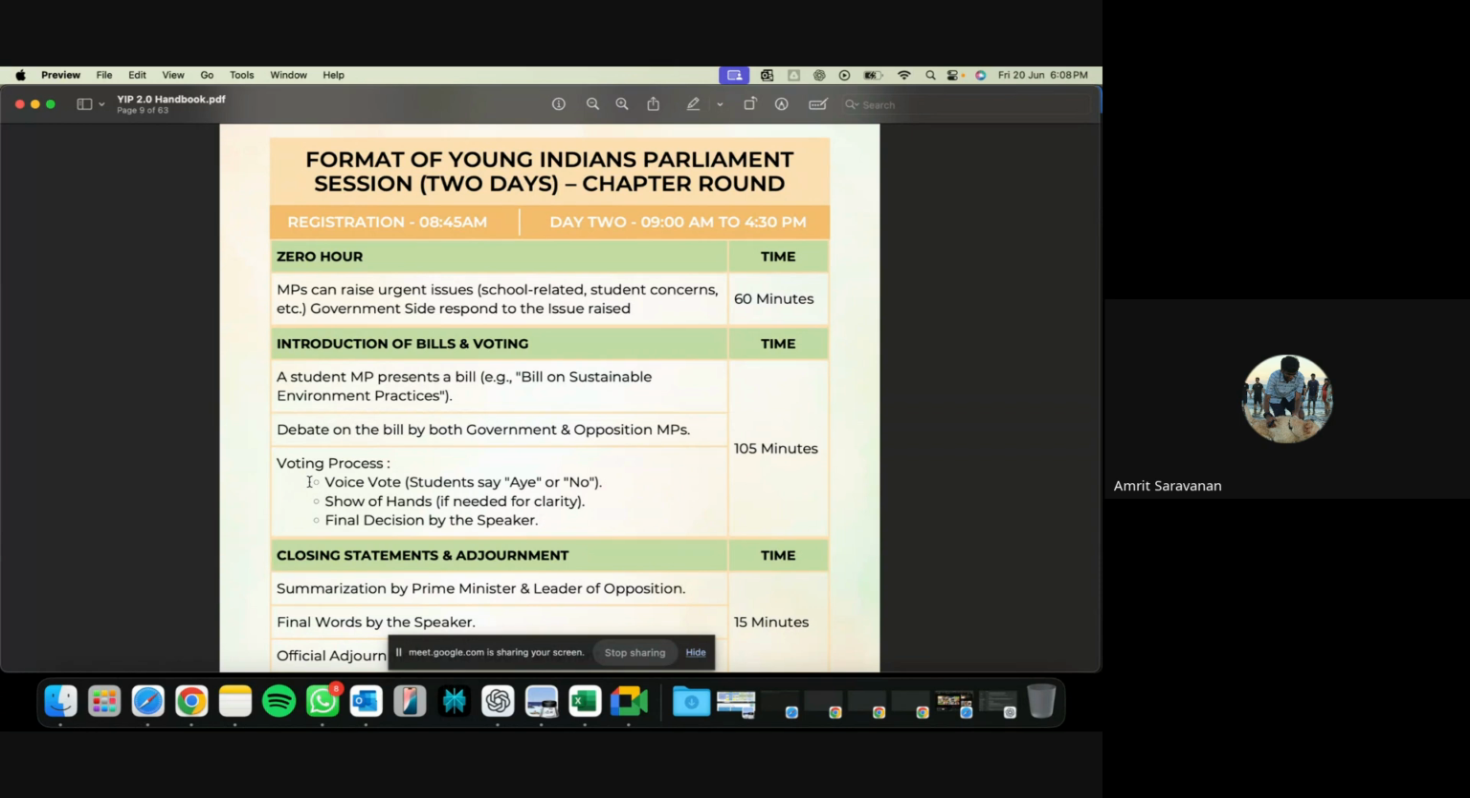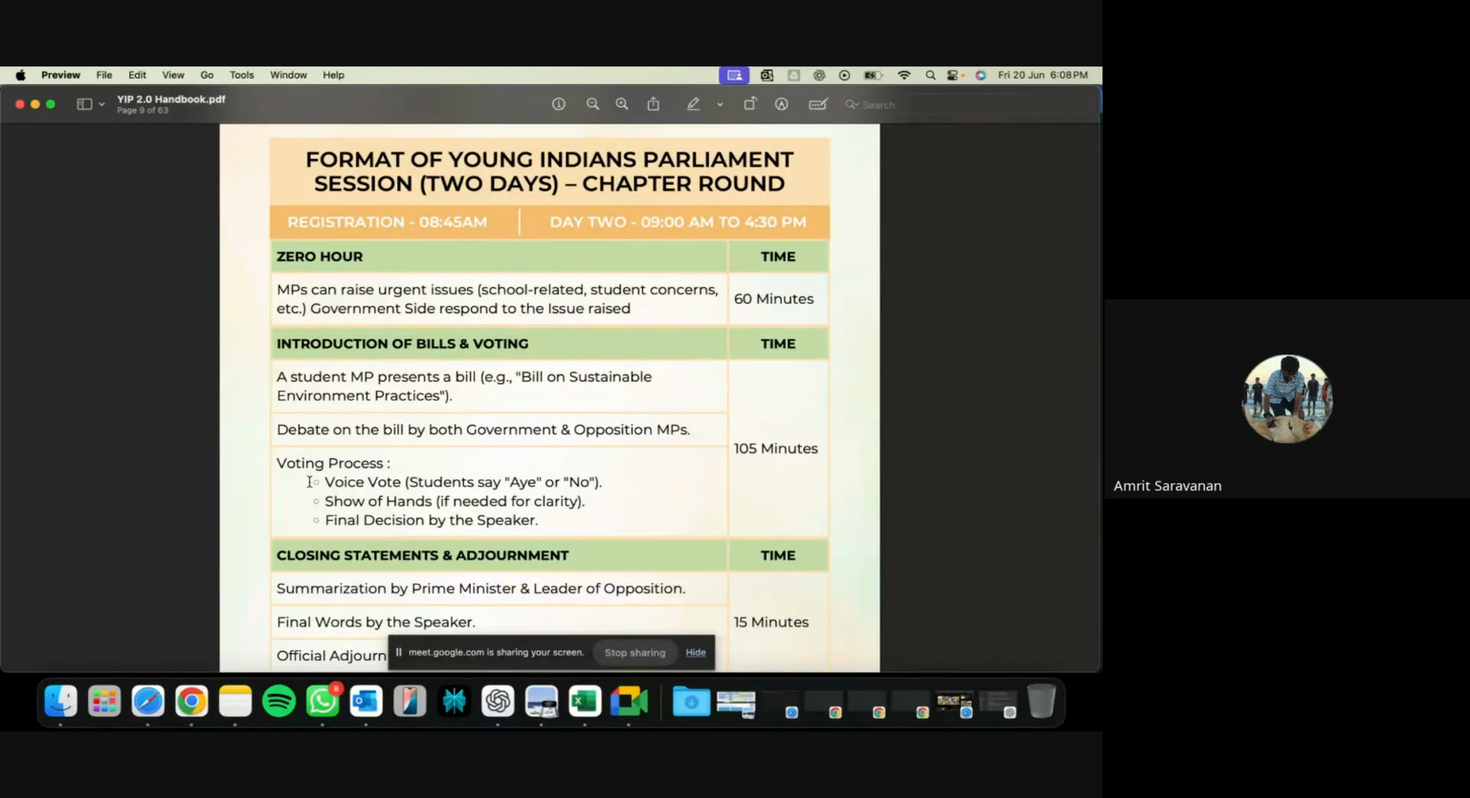Then comes the introduction of bills and voting. What happens here is what I was talking about related to the committees. What I told you was that on day 1, the committees will be assigned the topic they'll be focusing on, and across the last hour of day 1 as well as the evening of day 1, once the students go home, you will be drafting your bill based on the topic given, and you would be submitting it in the morning before 9 a.m.